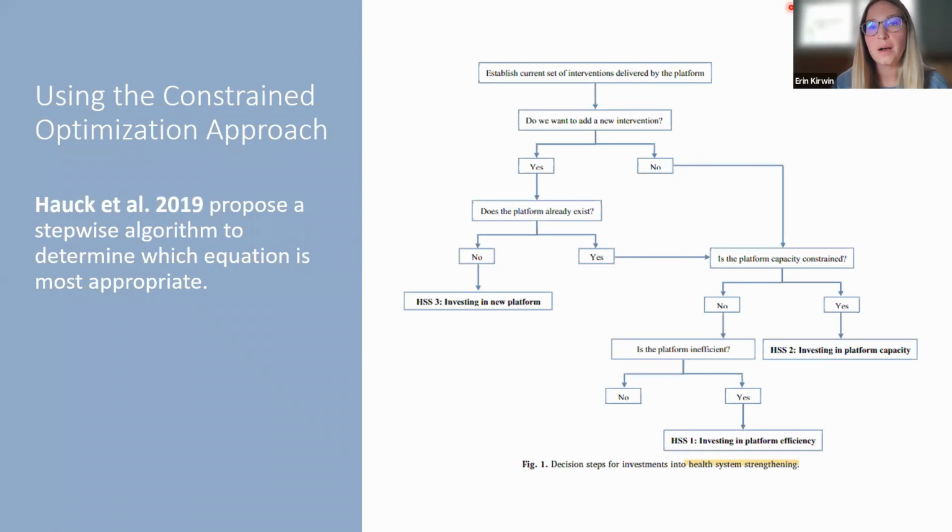So in their paper, Hauck et al. also proposed the following algorithm or decision flowchart that you can see here, which is designed to help choose which equation is the most appropriate for different decision problems. So I think this flowchart makes sense, but I note some problems when you consider the three equations as a set of alternatives rather than as a synthesized problem.